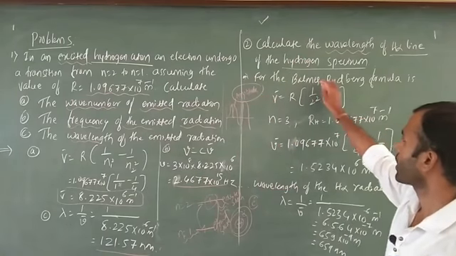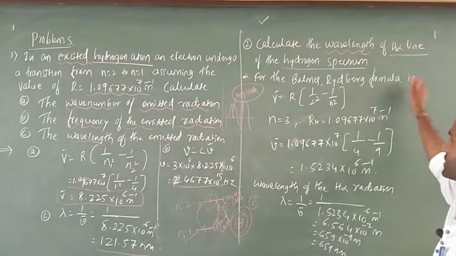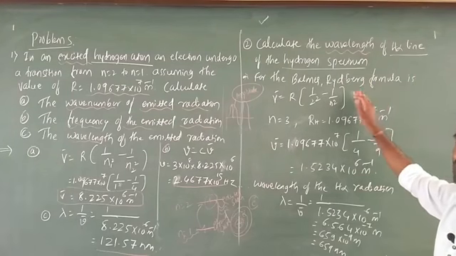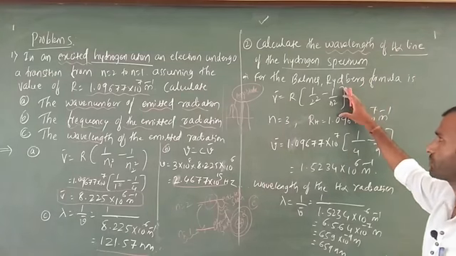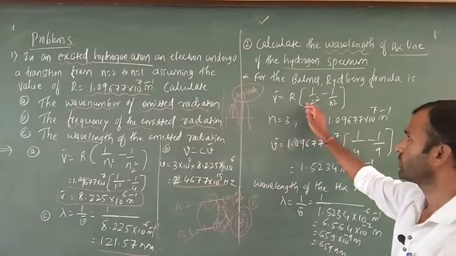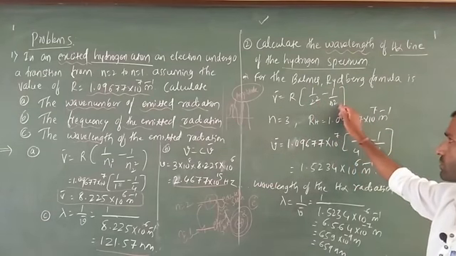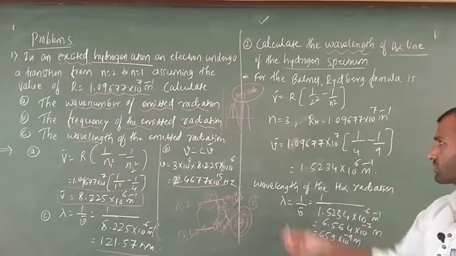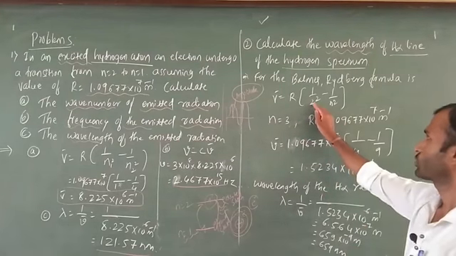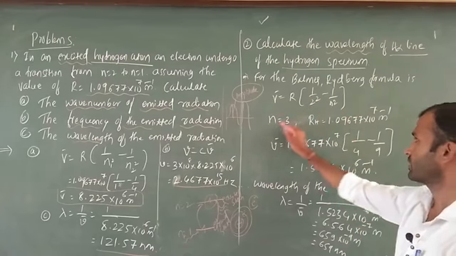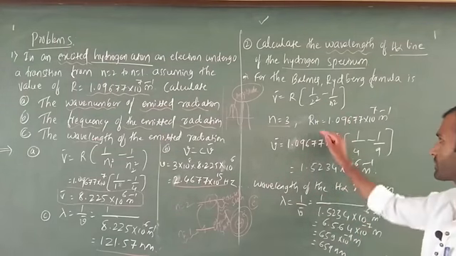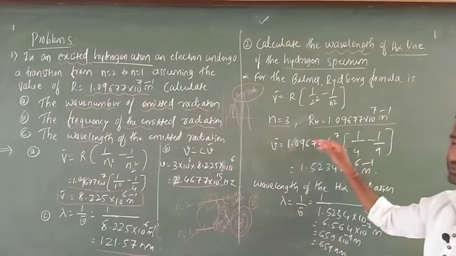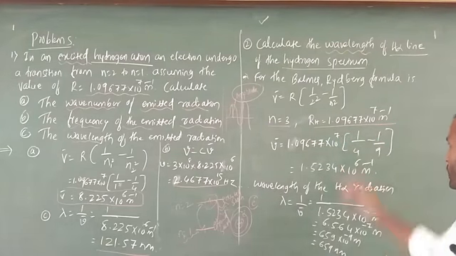The answer starts from here. The Balmer formula is also Rydberg only, but particularly Balmer related: nu bar equals R into 1 by 2 square minus 1 by n square. Nu bar equals 1 by lambda, you also have to write that. Here 2 square is there, and n is greater than 2, so n equal to 3. After that, the Rydberg constant of hydrogen is given.